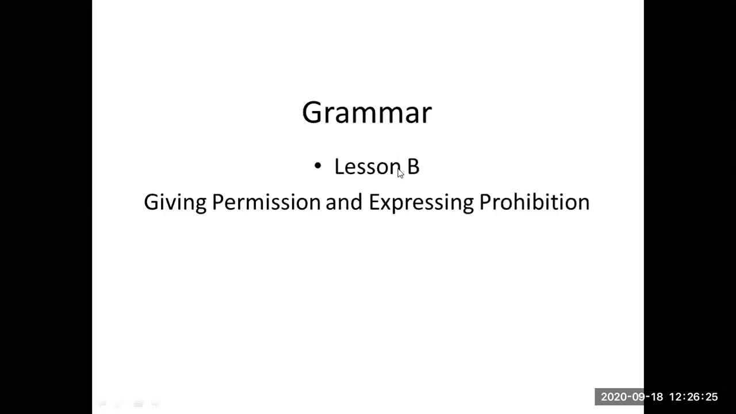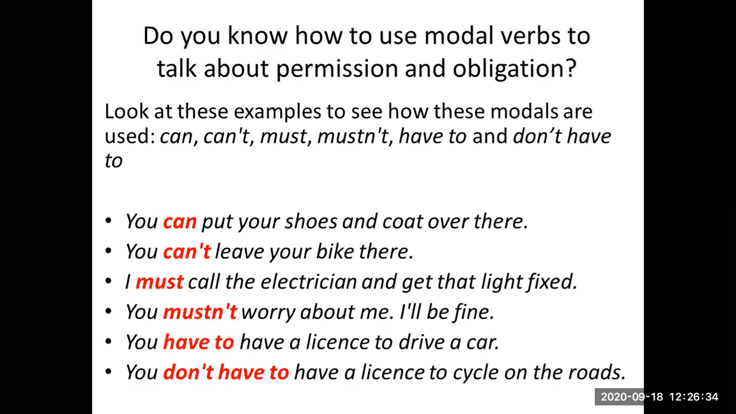Okay, so the lesson B grammar is giving permission and expressing prohibition. This is not too difficult because we have worked before with can, can't, mustn't, have to, don't have to. So you know these modals. They are not difficult at all. Do you know how to use modal verbs to talk about permission and obligation? Well, look at these examples to see how these modals are used.